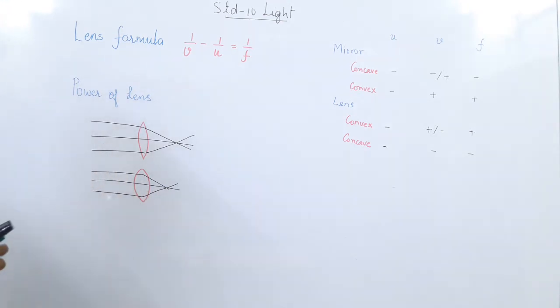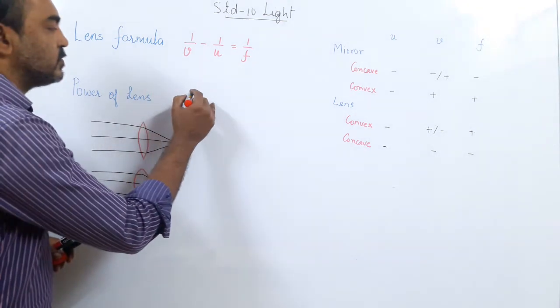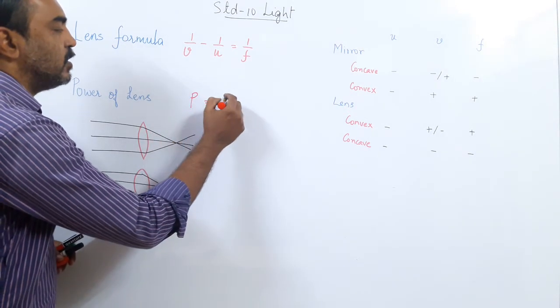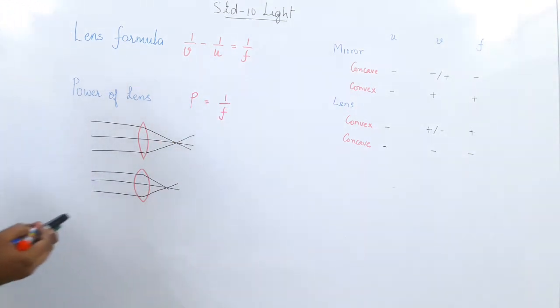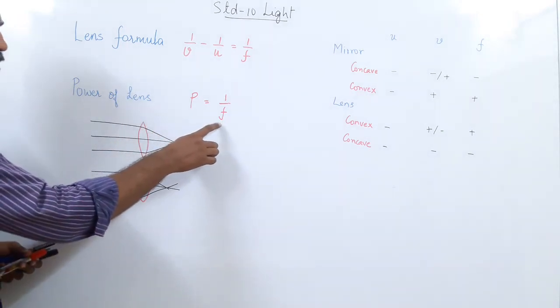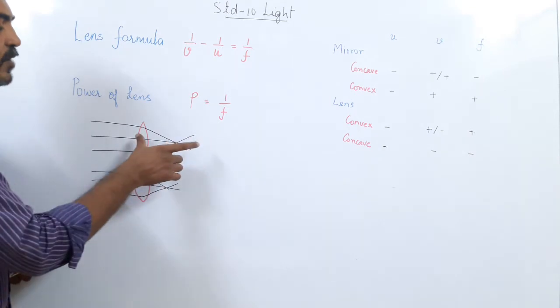So what you can see here, the power of the lens is inversely proportional to the focal length. This is the formula for power. It is inversely proportional to focal length. Again, focal length is what? It is half of the radius of curvature.